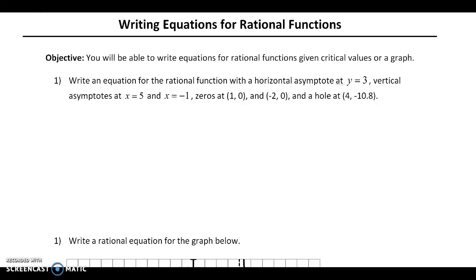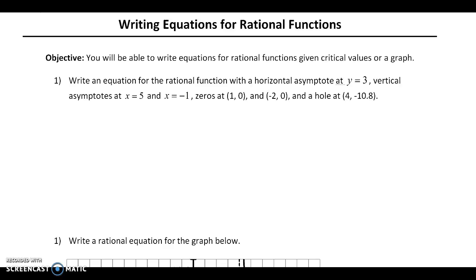Hi everyone. In this video, you are going to learn to write equations for rational functions. So by the end of this, you should be able to write a rational function given any critical values. So asymptotes, zeros, holes, any of that good stuff. Okay, problem one says to write an equation for the rational function with this horizontal asymptote, and so on and so forth.